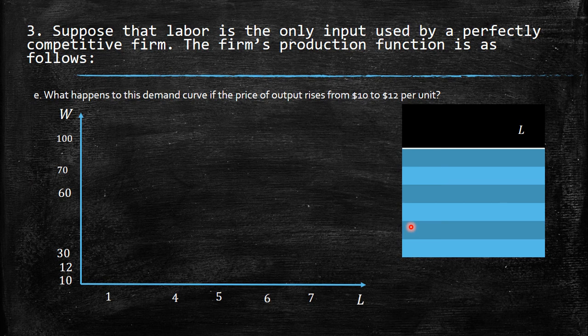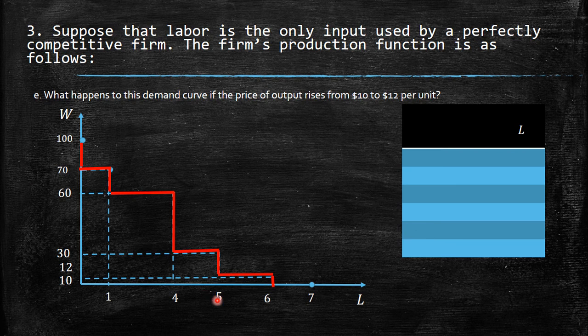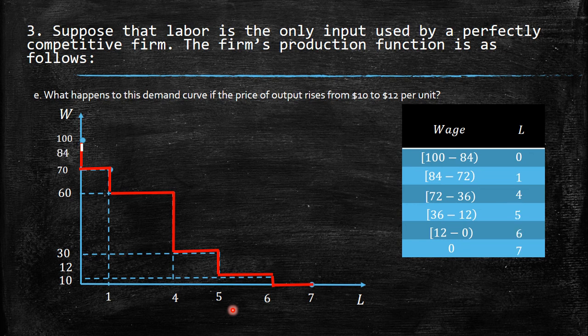So what happens to this demand curve if the price of output rises from 10 to 12 per unit? I can make exactly the same graph. The red one is the previous situation when the price is equal to 10, and have a look: from 100 to 84, this should be 0, right? And then this one should be 1, 4, 5, 6, 7.